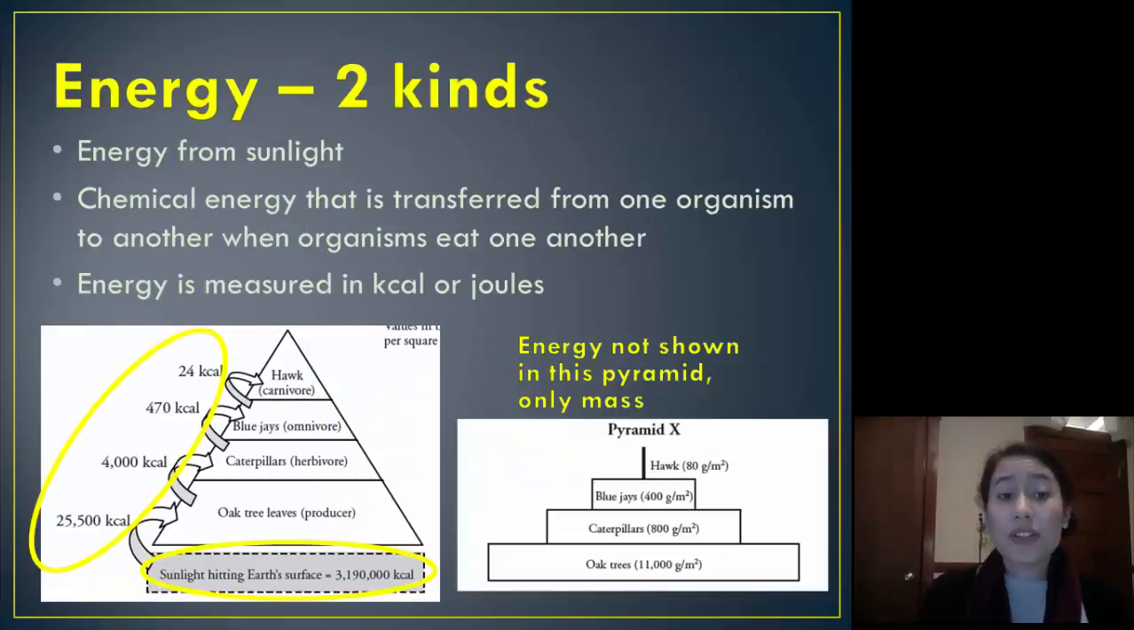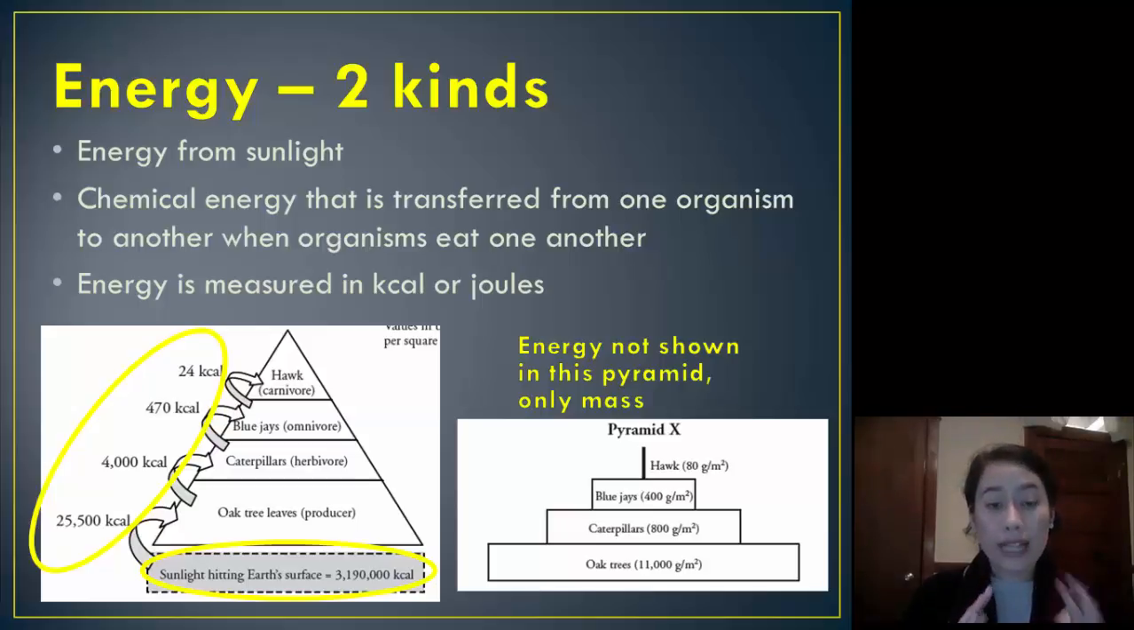All right, I'm going to start by talking about energy because I think it's the more confusing of the two things, the matter and energy that we're talking about. So on an ecological pyramid, there are two kinds of energy that you can see. The first kind of energy is here at the bottom, and that is energy from sunlight that is hitting the Earth's surface. And this source of energy right here is going to be passed up through the rest of the ecological pyramid, through the transfer of energy. We'll talk about that more in a minute.